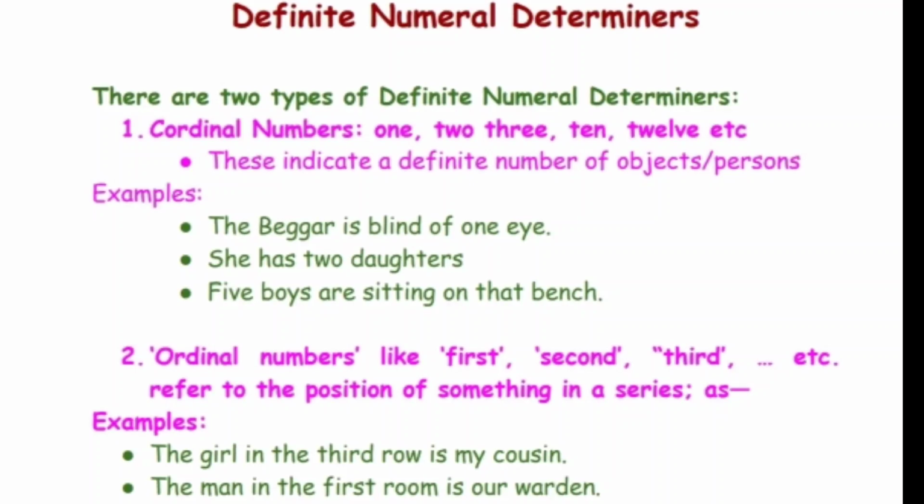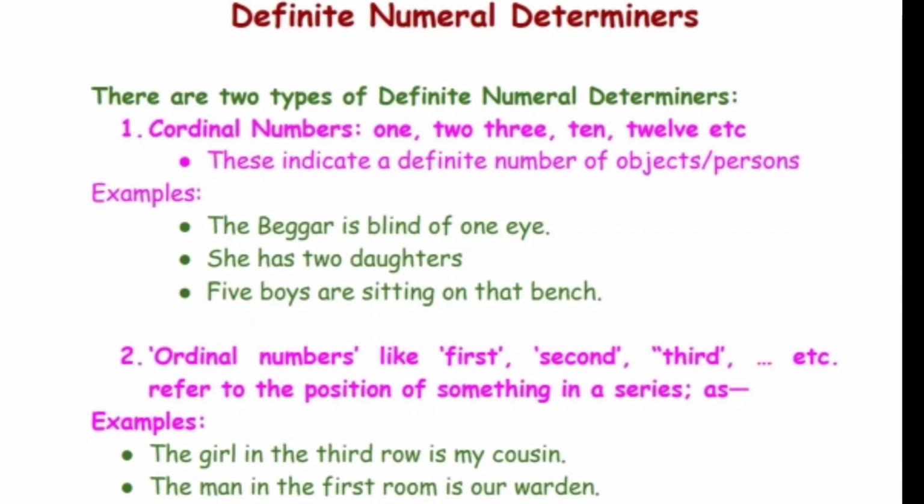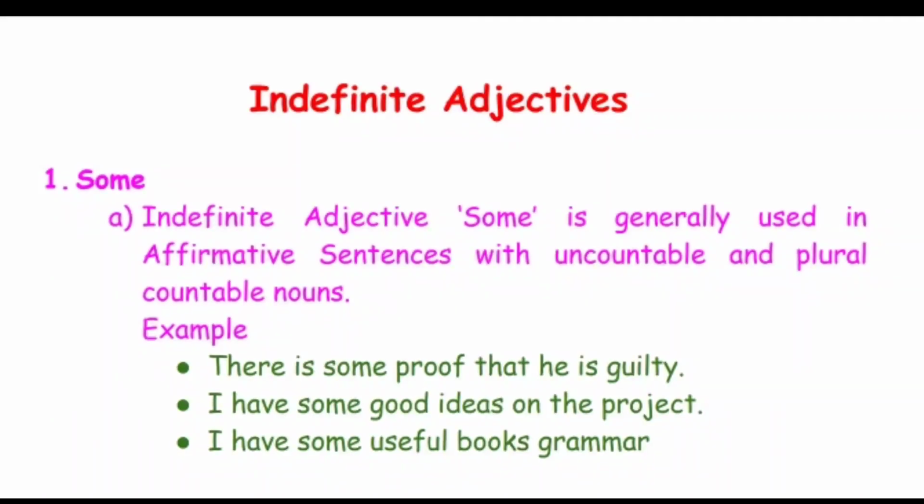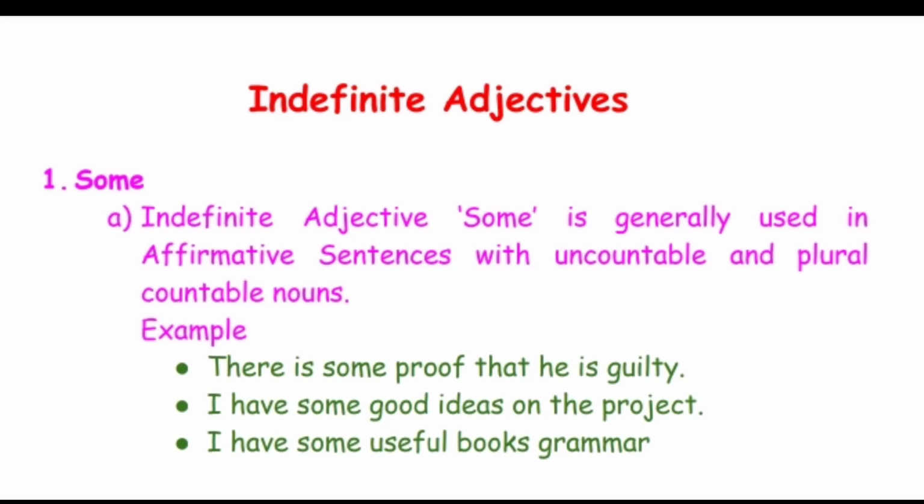Okay, the man in the first room is our warden. So in this way you have seen the ordinal and cardinal numbers in this part. After that we are going to talk about indefinite adjectives, and in this part we're going to discuss some very important adjectives that are used as determiners. So the first one is some.